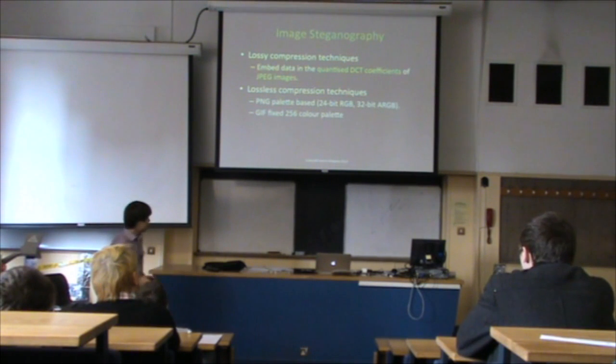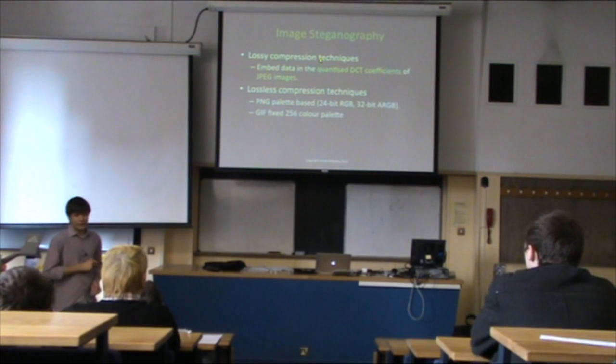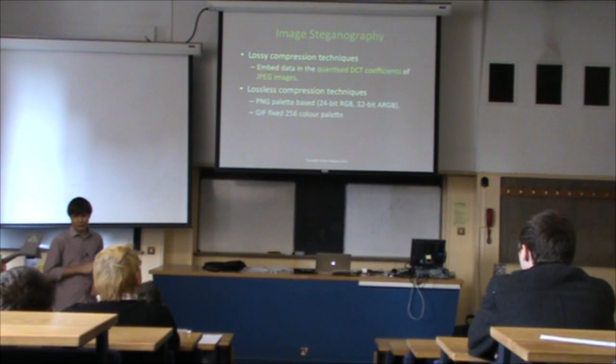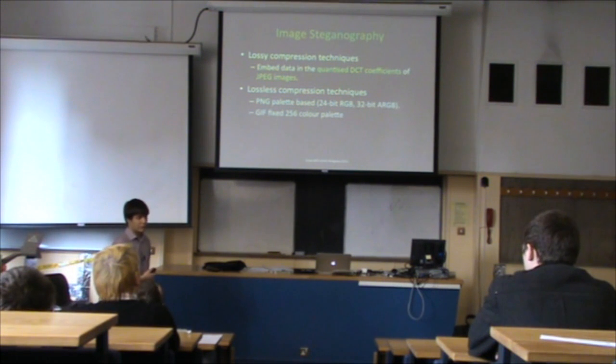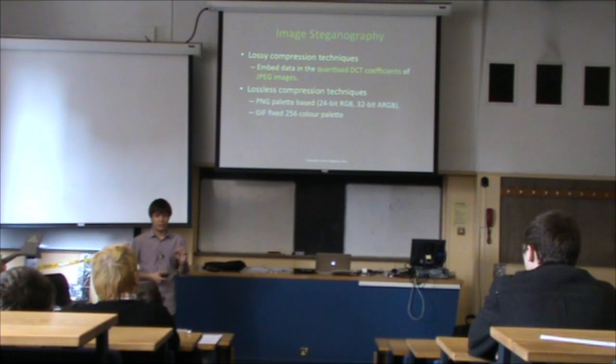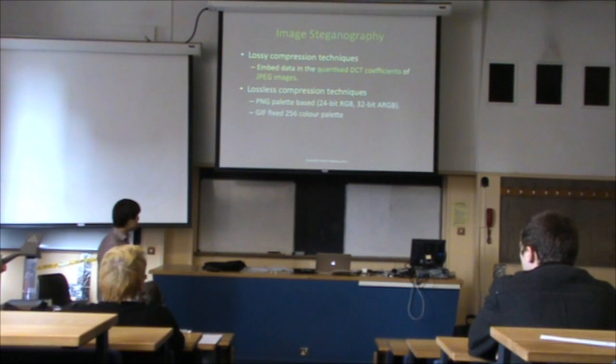So, in terms of image steganography, you could, if you wanted to, do the JPEG stuff, work with a discrete cosine transform, and modify the least significant bits of the coefficients that you get from applying the transform. But obviously, you'd want to do that after your quantization process. You could do that, but it's not easy, really.